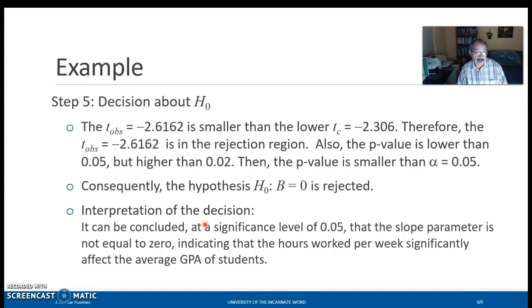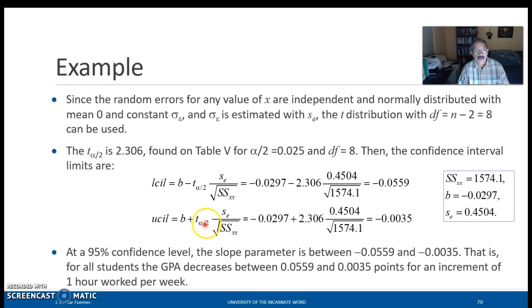But we will also like to find out the confidence interval for this parameter. So to do that, again, we need to justify the use of the t-distribution. As we say, since the random variables for any value of x are independent and normally distributed with mean 0 and constant standard deviation, and that population standard deviation is estimated with the sample standard deviation of the residuals, then the t-distribution with 8 degrees of freedom can be used to construct the confidence interval.